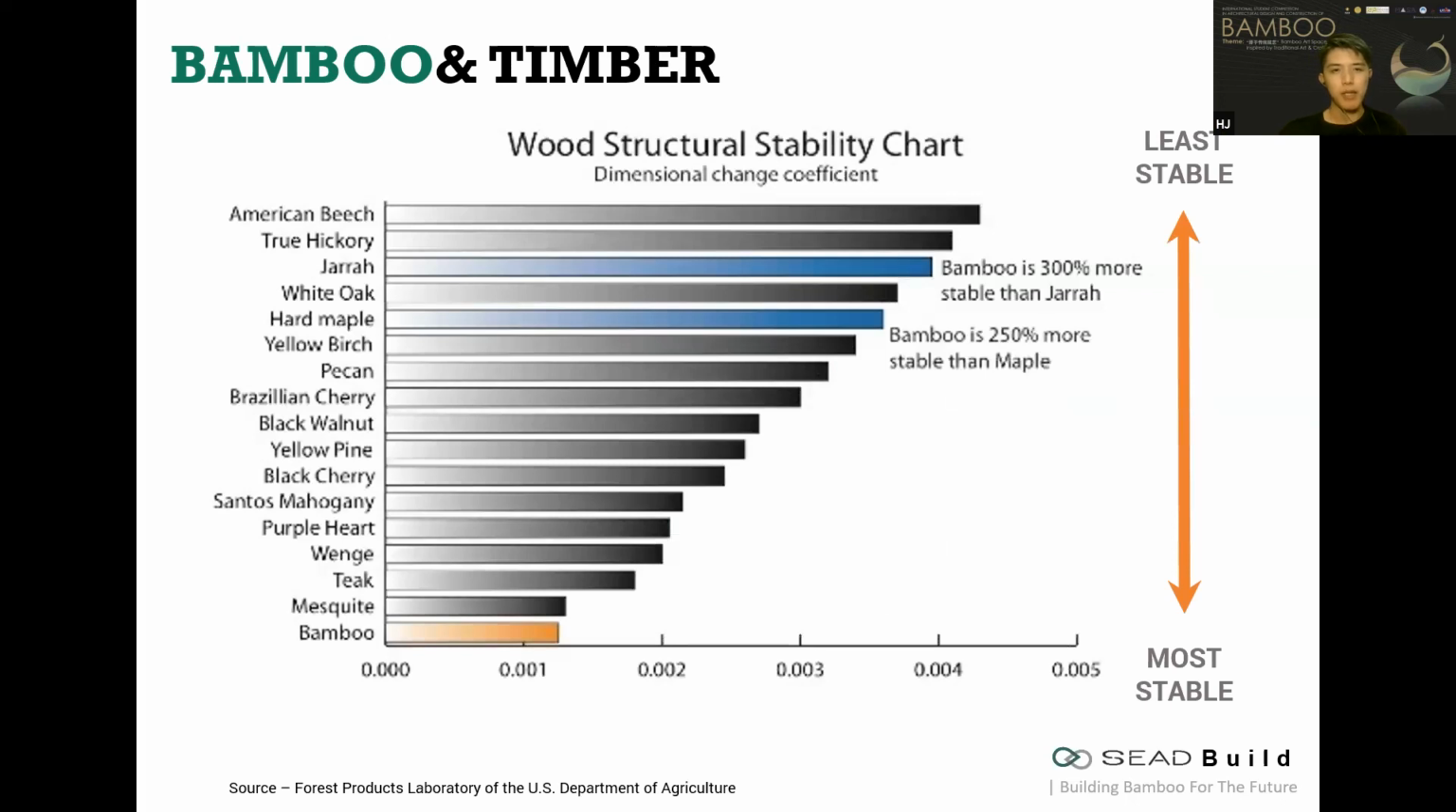Compared to timber, bamboo shows very excellent structural stability. And also because it grows so fast, bamboo is ready for harvest within 4 to 5 years and keeps producing harvestable poles every 2 years after that, compared to a tree that at its quickest will take about 15 years to mature.